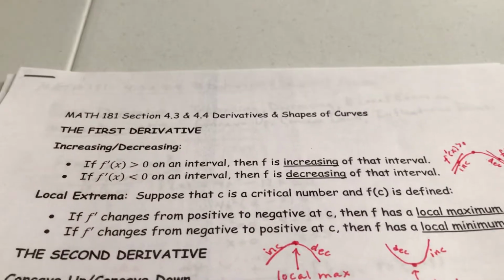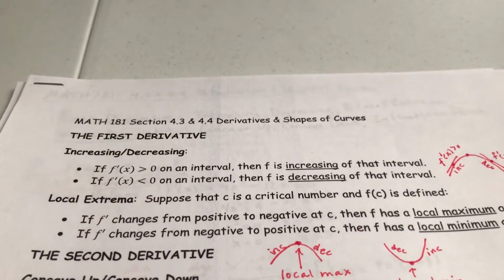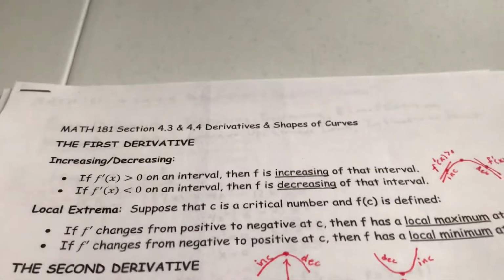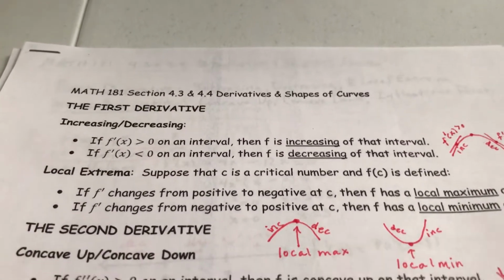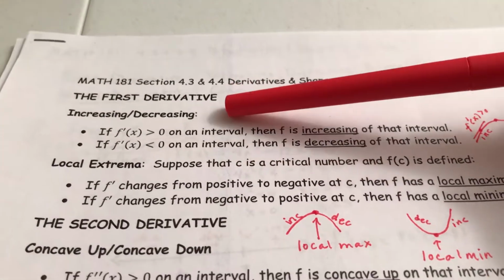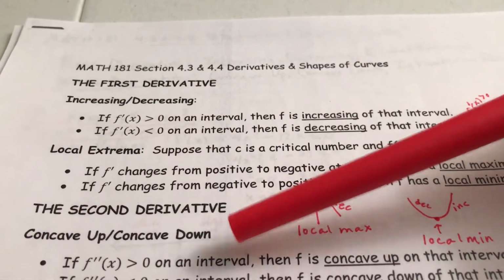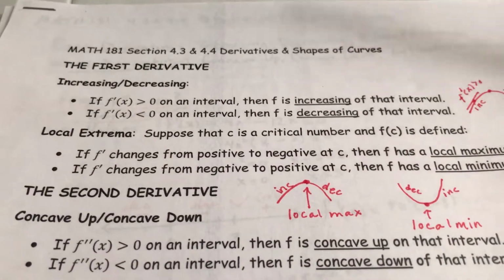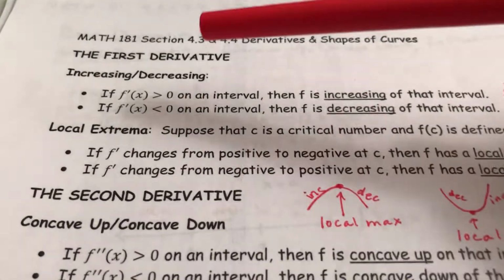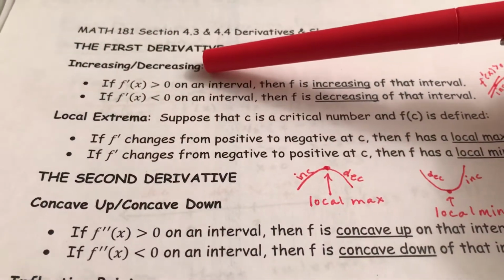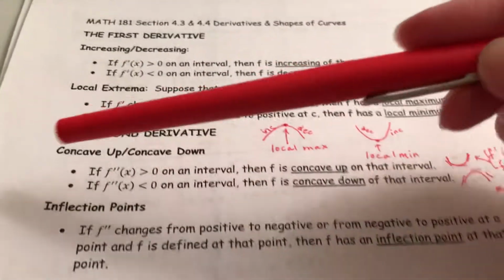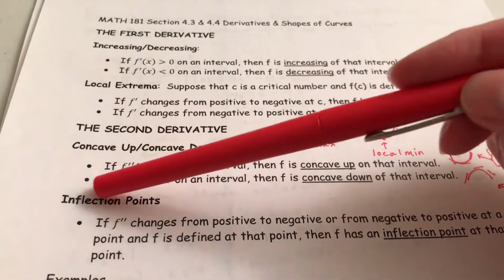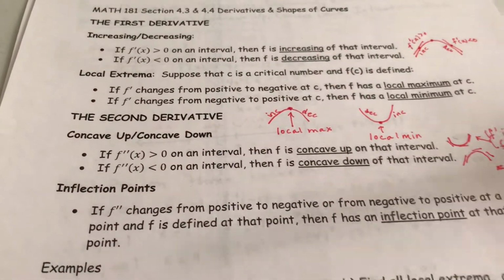Hello, calculus students. This is Math 181, section 4.3 and 4.4 together, derivatives and shapes of curves. So we're going to analyze the first derivative and the second derivative to tell us something about the graph of f, okay? The first derivative is going to give us information about increasing, decreasing, and local extrema. The second derivative gives us information about concave up, concave down, and inflection points. So we've got to keep that straight.